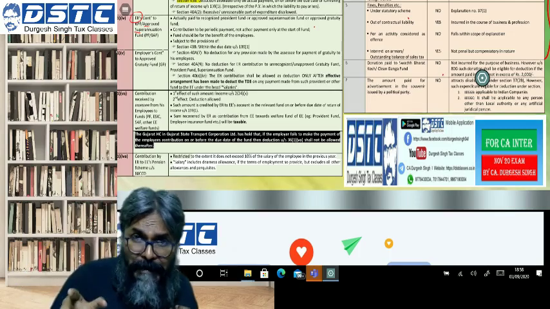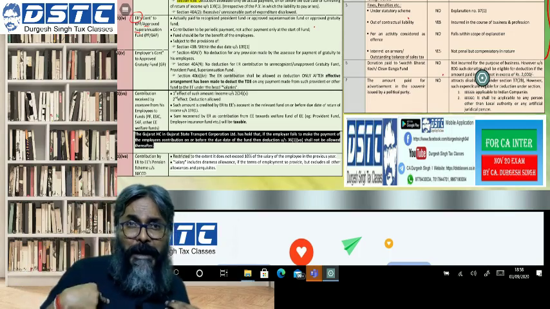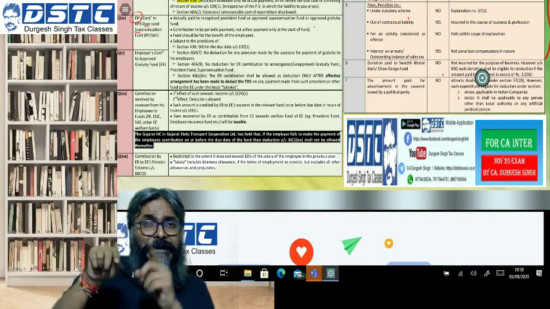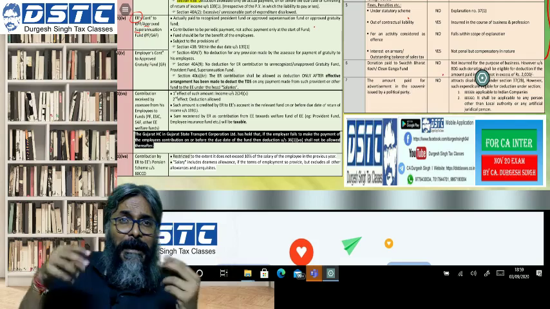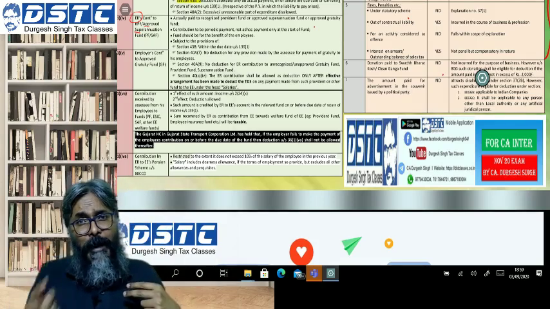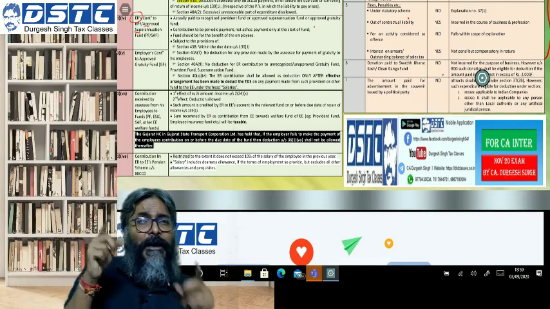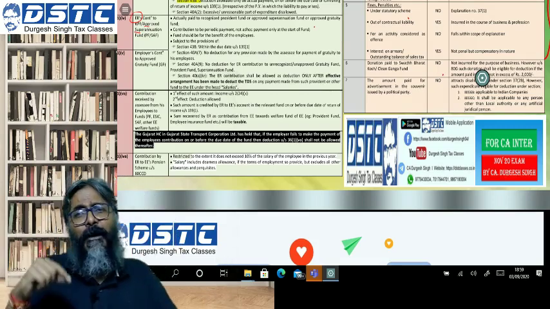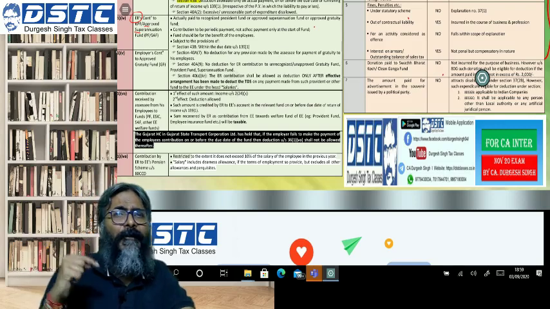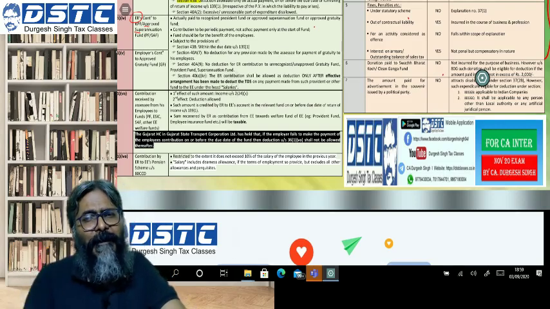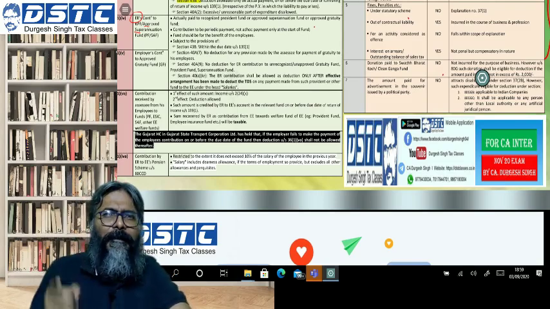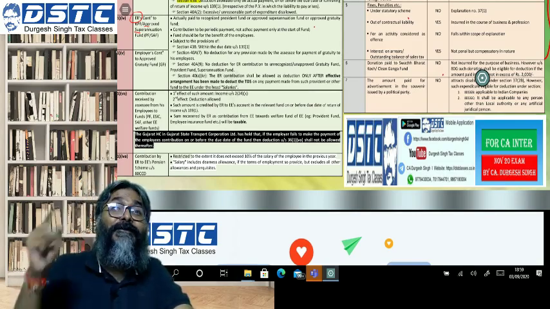And then I, the employer, will be allowed a deduction of that amount which I have already considered as income, only if I make the payment of that amount on or before the due date of filing of the ROI. Sorry, on or before the due date of the fund itself.